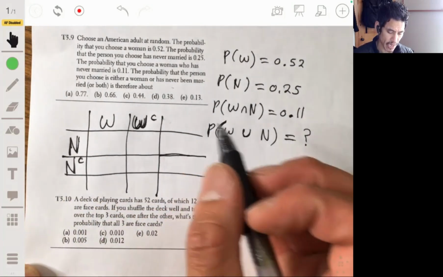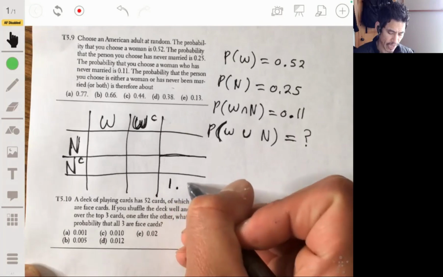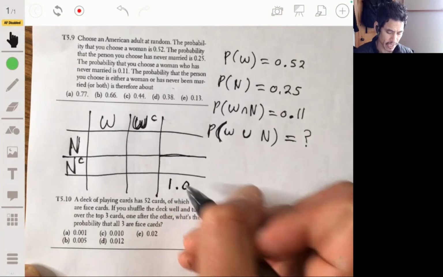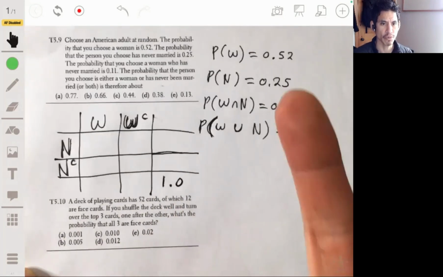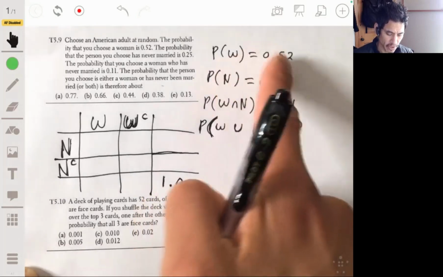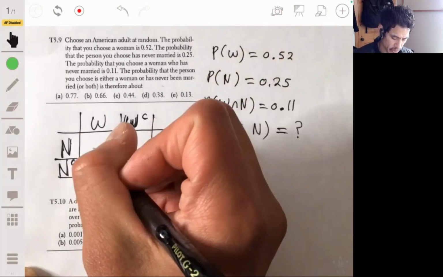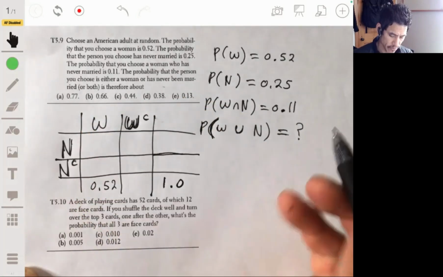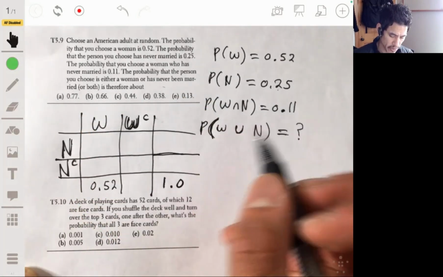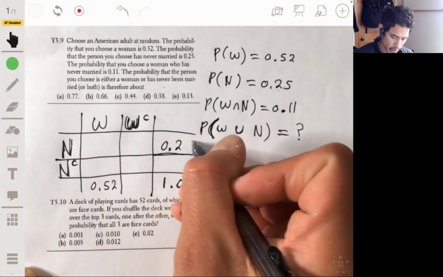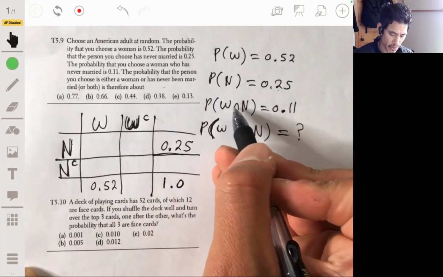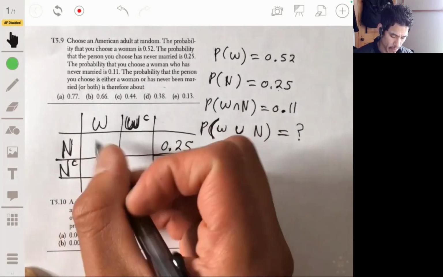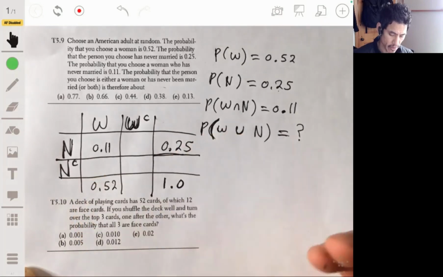And then we know that everything has to add up to 100% or 1.0, and we fill in what we got. So we know the probability of W, of being a woman, is 0.52, and that will go here because that's this and this. The probability of N is 0.25. That'll go here. The probability of W and N is 0.11, which will be right here.